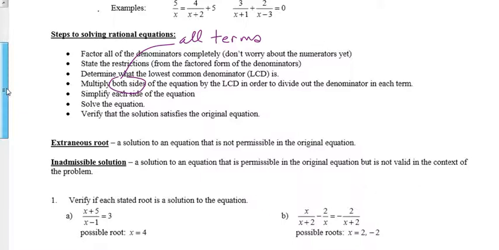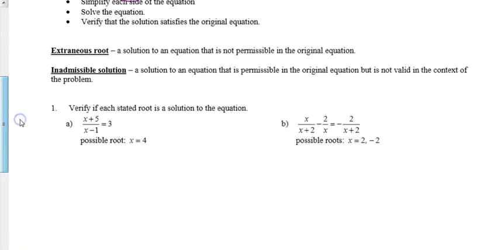There are also inadmissible solutions. So it's a solution that's permissible in the original equation, but not valid in the context of the problem. So we're solving for the width of a rectangle or something, and we get negative 12. Okay, widths can't be negative, right? So we cross that out. Or you're solving for the cost of something, you get a negative cost. Okay, again, costs can't be negative, we cross that one out. So those solutions, which are solutions to the original problem, but not a solution in the context, are called inadmissible.